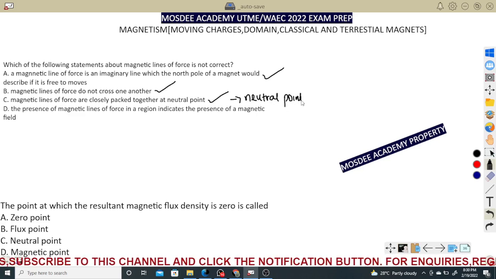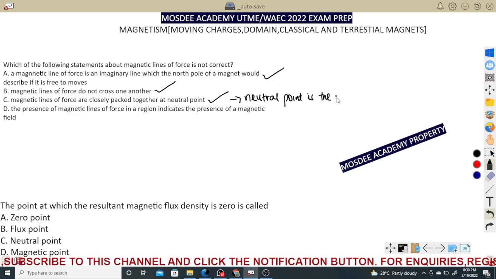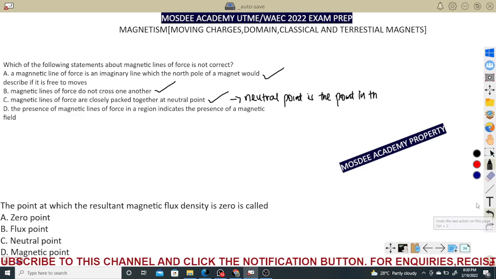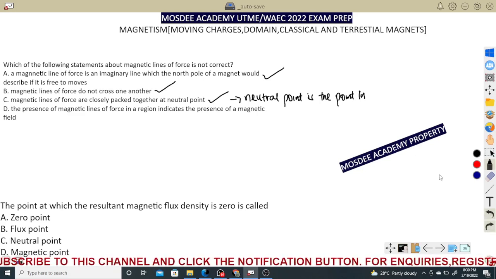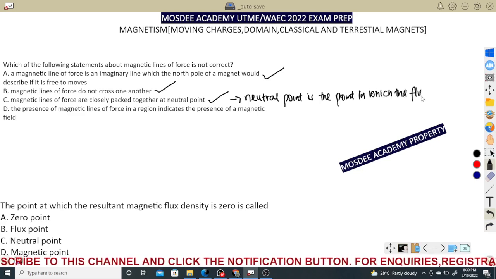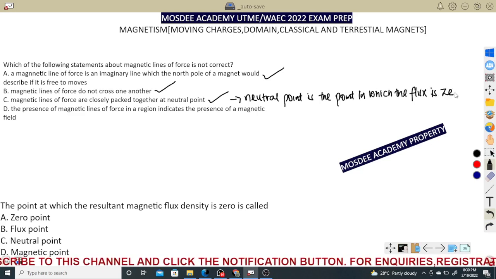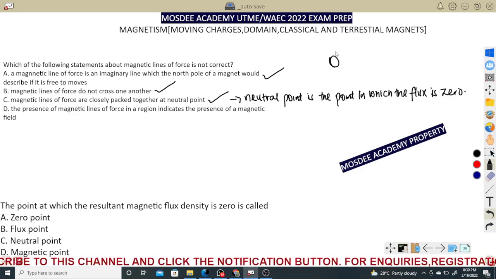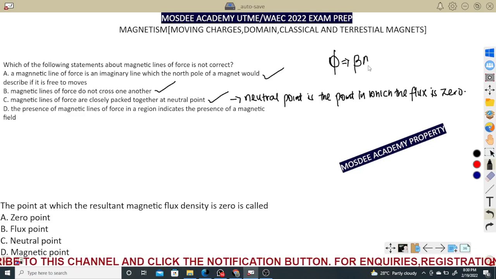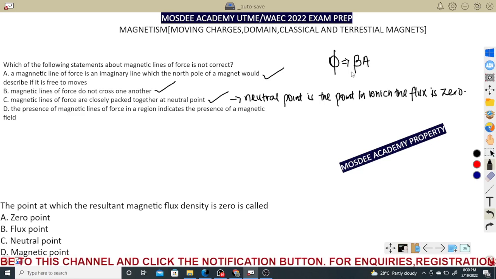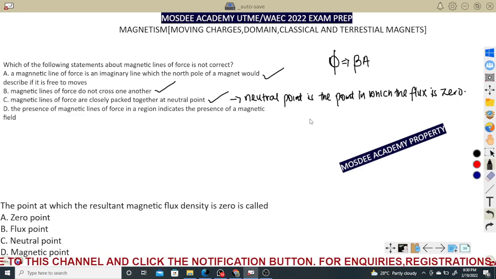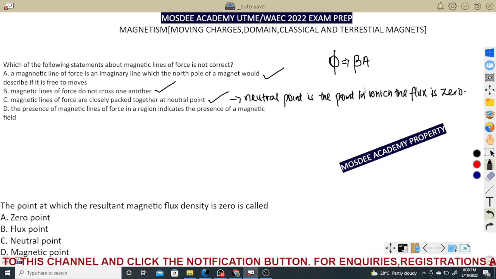A neutral point is the point, let me just write it because of WAEC students, at which the flux density, or the magnetic flux, is zero. Now we write the flux as phi equals the product of the magnetic field, which is B, multiplied by the area. Remember, when we defined the flux for electric field, we said electric field times area. It is the combination of different lines of magnetic field.